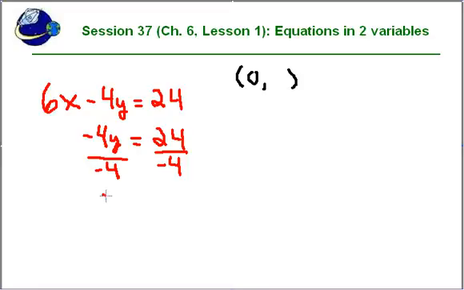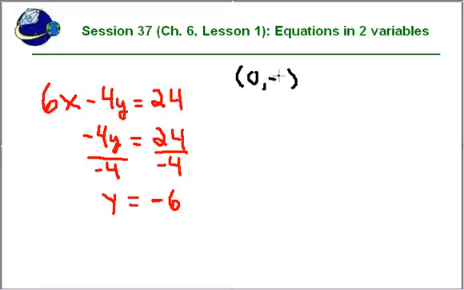So what are we left with on the left-hand side? We're left with y. After we divide by minus 4 on the right-hand side, what are we left with? Well, we have a positive divided by a negative. So what's our answer going to be when you have a positive divided by a negative? It's going to be a negative. Now we can ignore the signs and just take the absolute values and divide them. What's 24 divided by 4? 6. And we have our minus sign out in front from our positive divided by a negative. So when x is 0, y is minus 6.